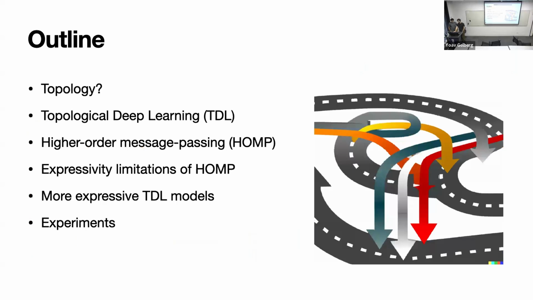So the outline of this talk is going to be the following. First, we're going to discuss what even is topology and what is topological deep learning. Then we're going to present an expressivity limitation of current, commonly used topological deep learning architectures. And then we're going to suggest a model which solves some of these expressivity limitations. And finally, we're going to present some experiments to validate our approach.